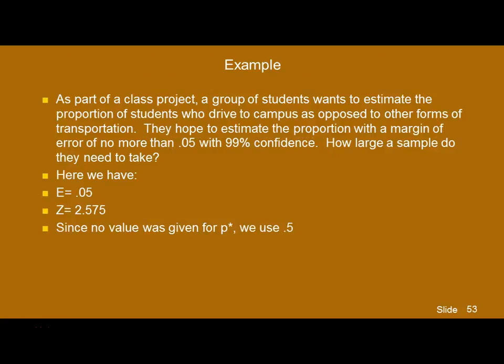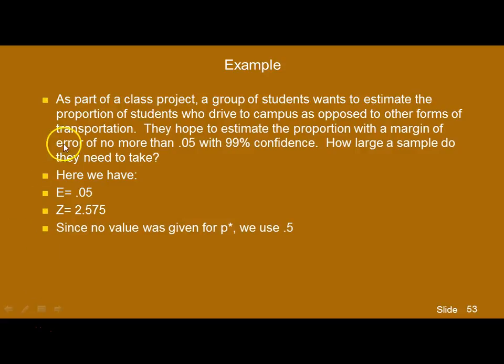Let's do a problem. As part of a class project, a group of students want to estimate the proportion of students who drive to campus as opposed to other forms of transportation. They hope to estimate the proportion with a margin of error of no more than 5%, or 0.05, with 99% confidence. How large a sample should they take?